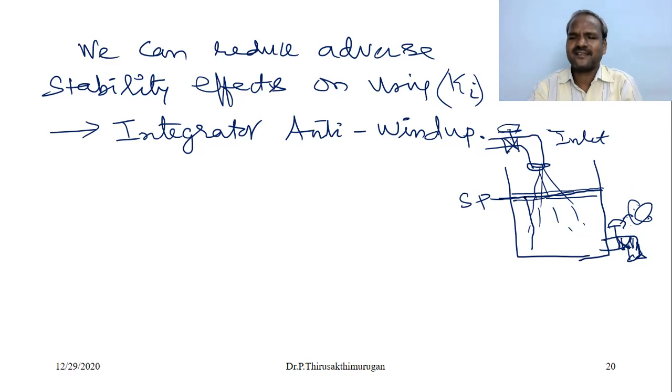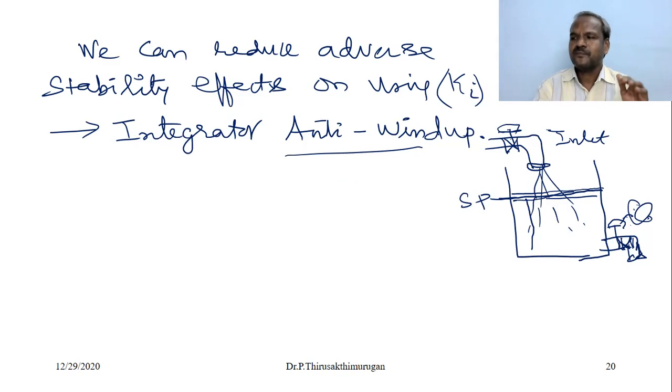So it never settles at the set point when we use the integral. This type of action is called integrator windup. To avoid such unstable, worst conditions, we can go for anti-integral windup. Understand? Anti-integral windup. So clear?